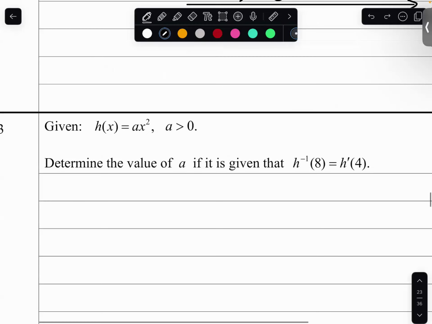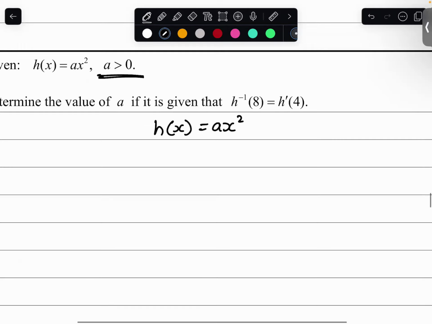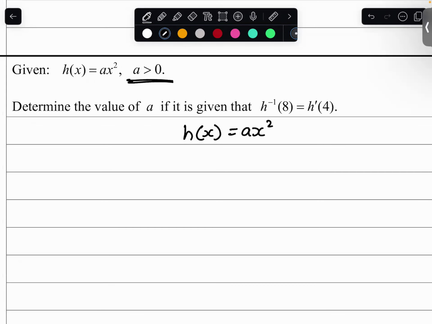Okay. This one people were saying was a little difficult, but I just can't see that it could be difficult. It's quite simple. You're given h of x is equal to ax squared, where a is a positive number. It then says determine the value of a if it is given that h to the minus 1, which is the inverse of h, of 8 is equal to h prime 4. So here's what I want you to do. I want you to split the two scenarios. You have h to the minus 1 of 8, and here you have h prime 4.